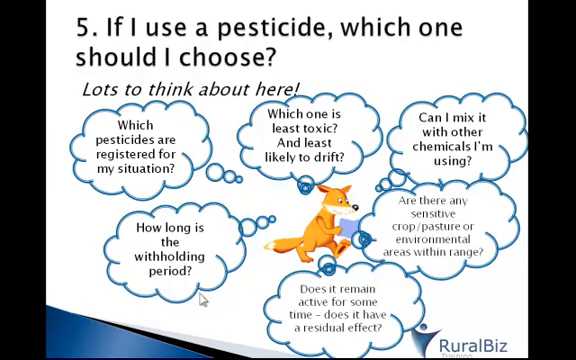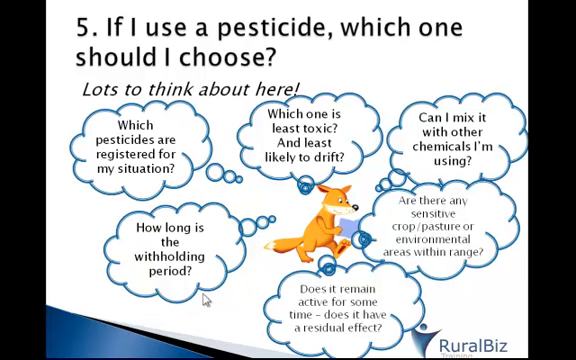You might be asking, can I mix it with other chemicals? This might be for efficiency, that you can mix it with other chemicals and actually cut down the number of applications that you need to do. You may ask, are there any sensitive crop, pasture or environmental areas within range? For example, there may be a neighbour's crop or pasture that will be damaged, and you'll certainly need to take account of that. You may have sensitive waterways within range, and you'll need to consider buffer zones or particular types of chemicals that are appropriate to use.